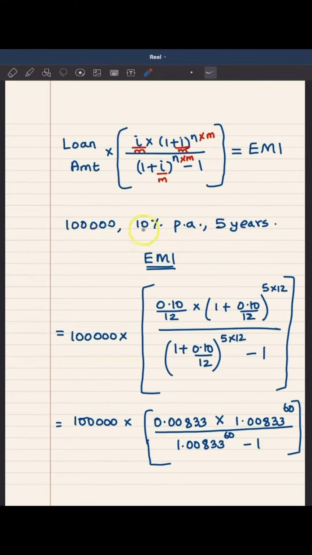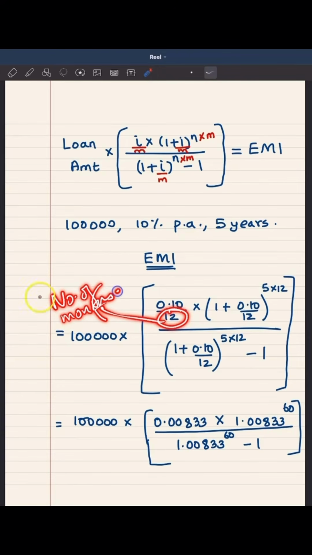Loan amount of 1 lakh, 10% is the interest rate per annum, 5 years is the repayment tenor. Let's try to fit all the information into the formula. So loan amount is 1 lakh. Interest rate i is 10%. So 10% is written as 10 by 100, which is actually 0.10. So that is captured here. And I'm dividing it by m. Here m stands for number of months in a year.